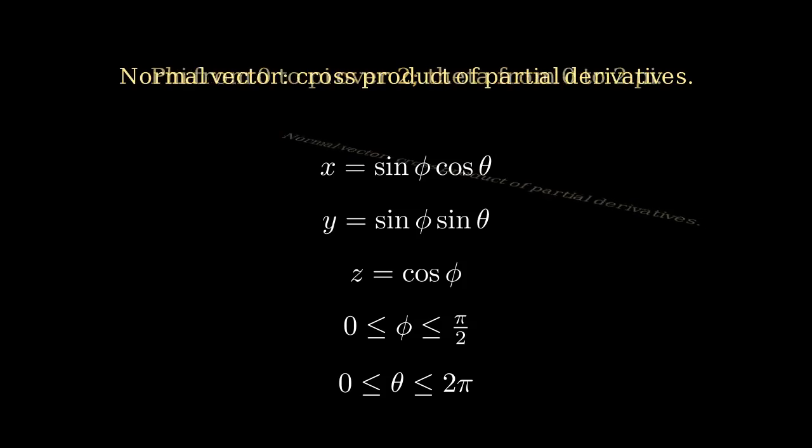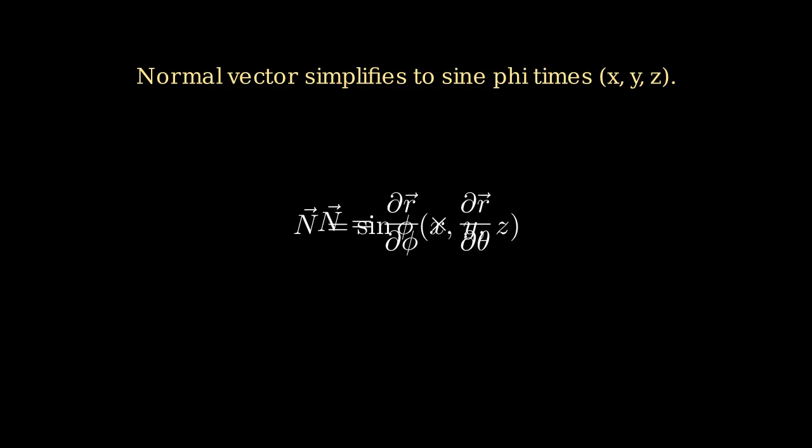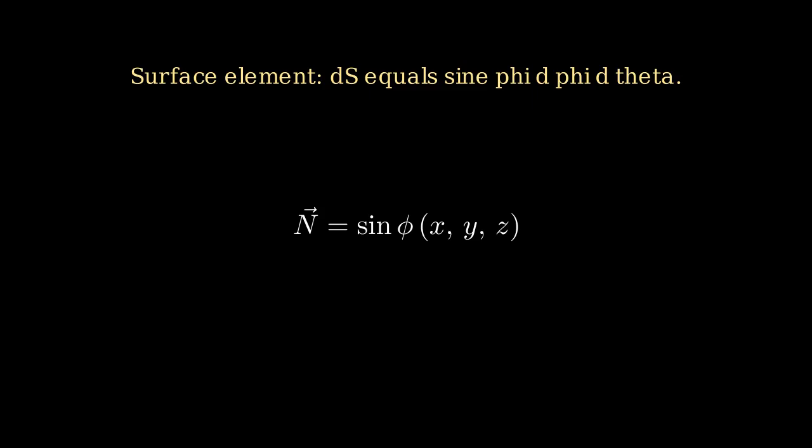Next, we find the normal vector to the surface. In words, this is the cross product of the partial derivative of the position vector with respect to phi and the partial derivative of the position vector with respect to theta. Working through this cross product for a sphere of radius 1 gives a lovely simplification. The normal vector equals sine of phi times the position vector x, y, z. Taking the magnitude of this normal vector, the small surface element dS equals sine of phi d phi d theta.